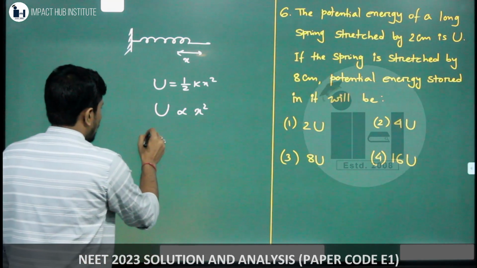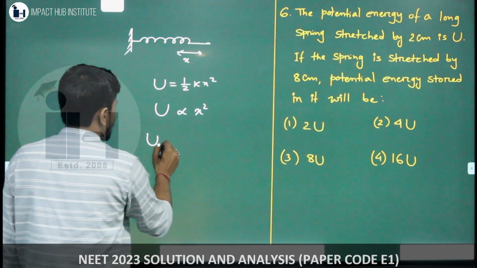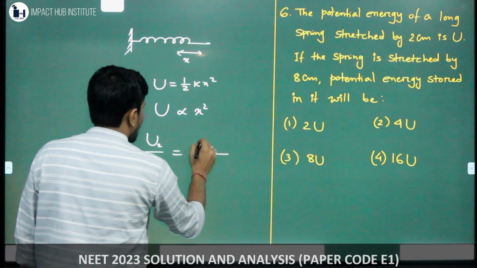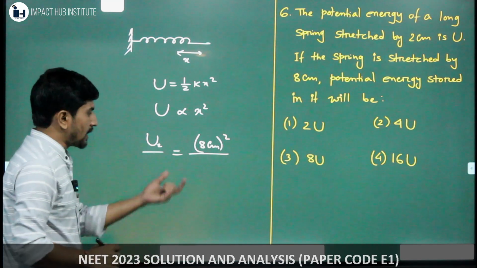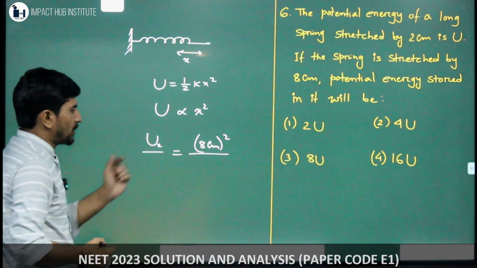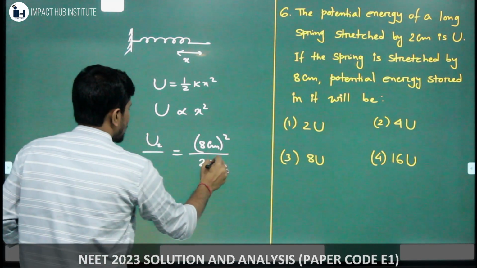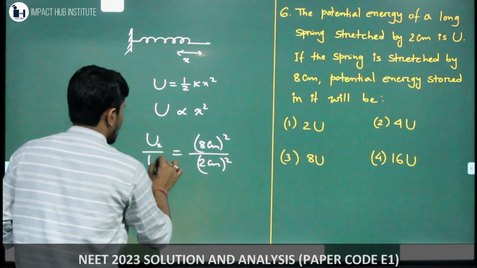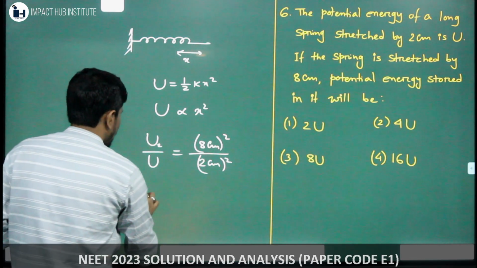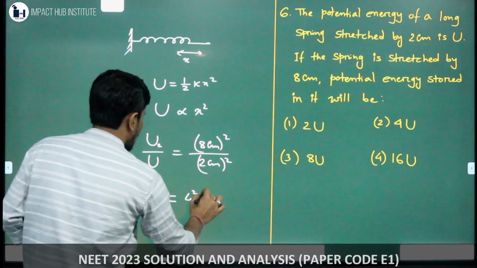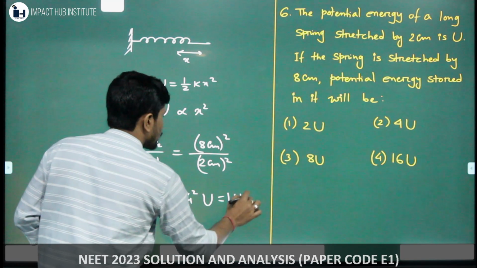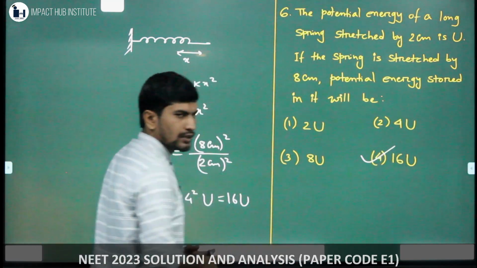Thereby, I can write down that the potential energy when the extension is 8 cm will be, let's say, U2, because the potential energy corresponding to 2 cm is U. Thereby, if I solve it, the potential energy comes out to be 4 squared U, which is equal to 16 U. So option 4 is correct.